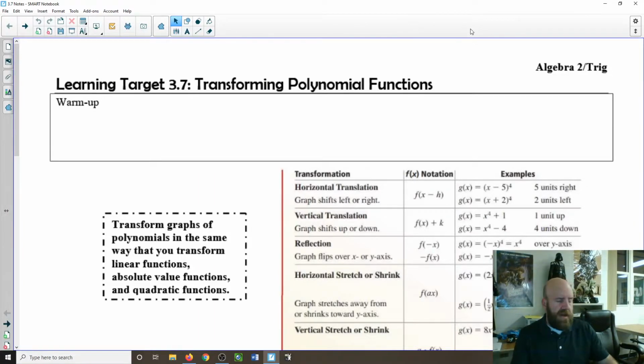So we're looking at our last topic for the unit. We're looking at transforming polynomial functions. So we're applying knowledge that we already have. We've dealt with transformations before. We're just looking to apply them to polynomials. So a lot of this is going to be review, so hopefully it comes back real quick.